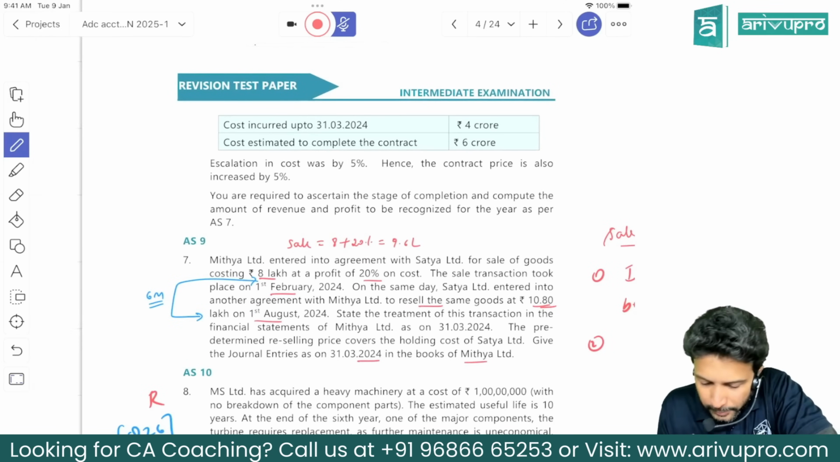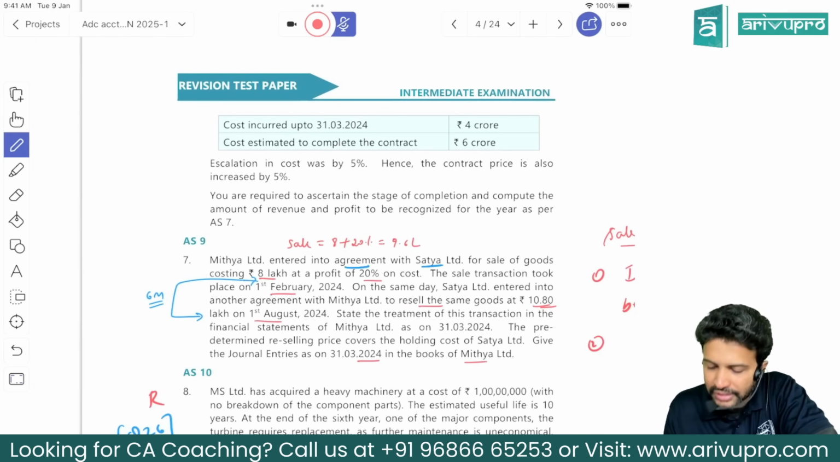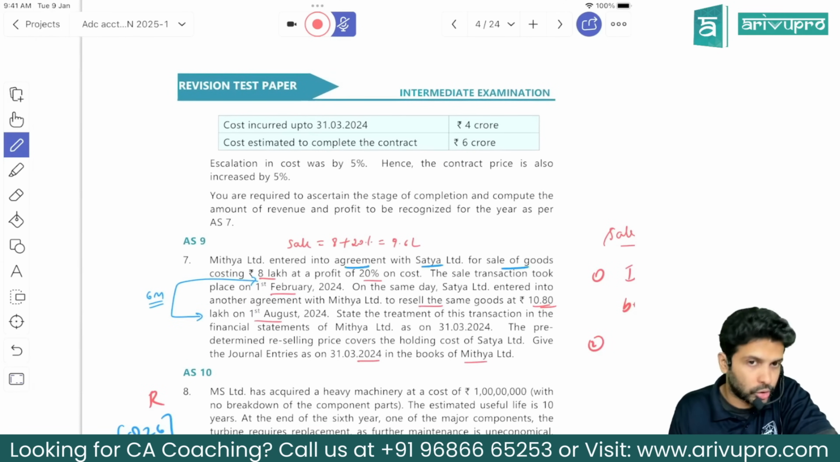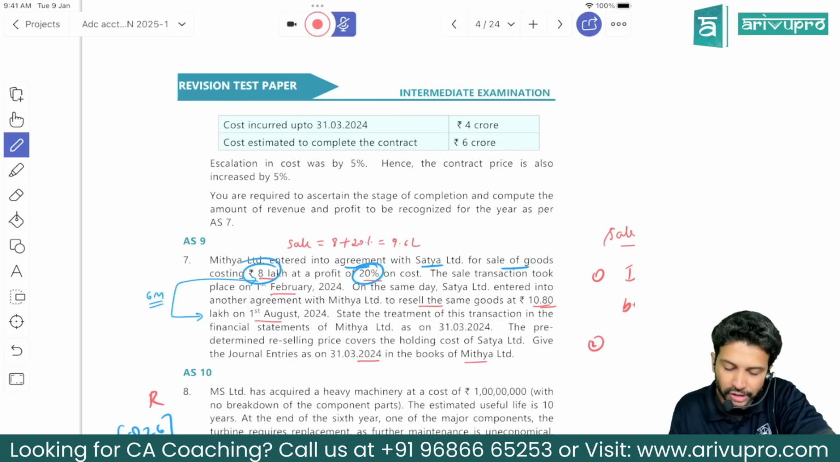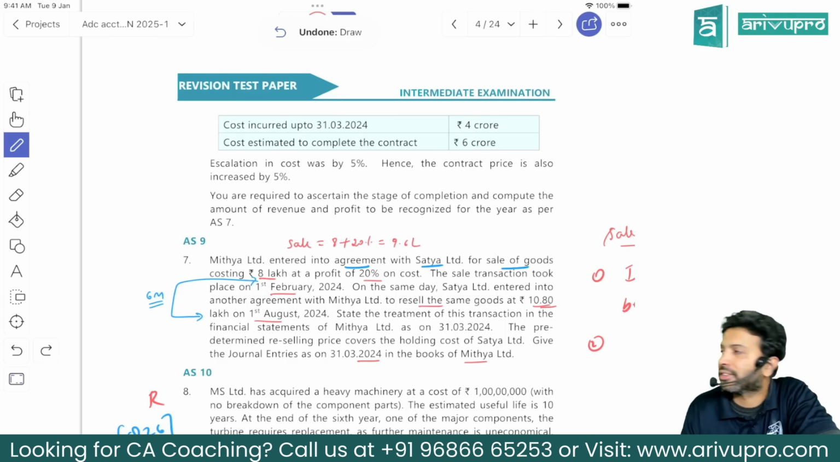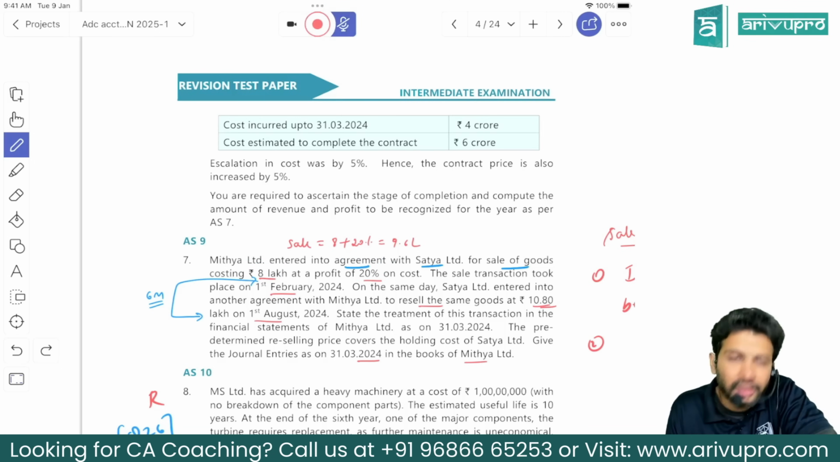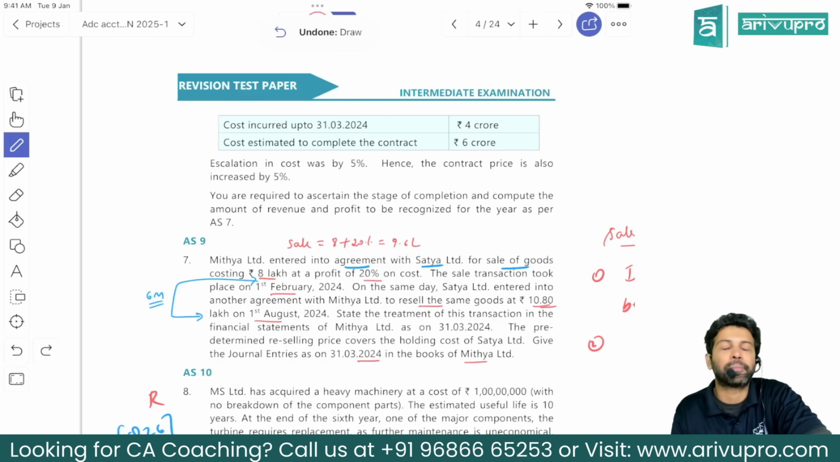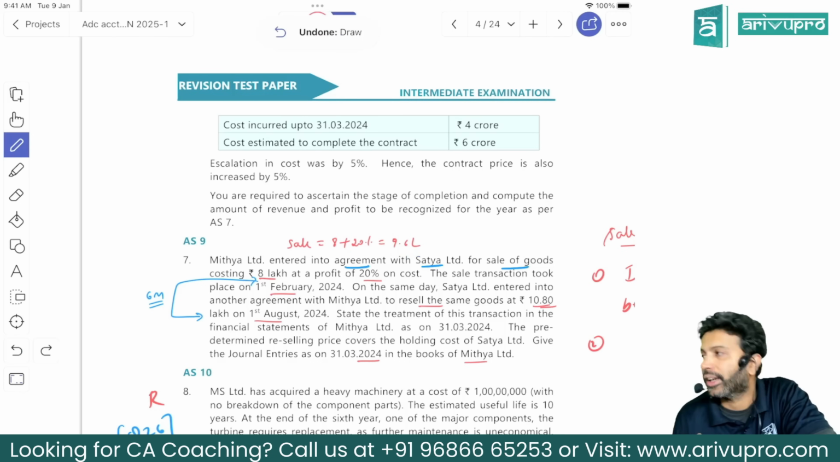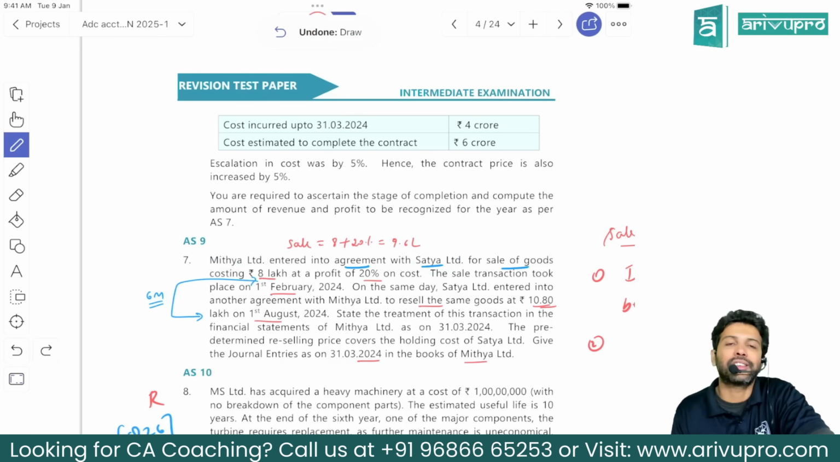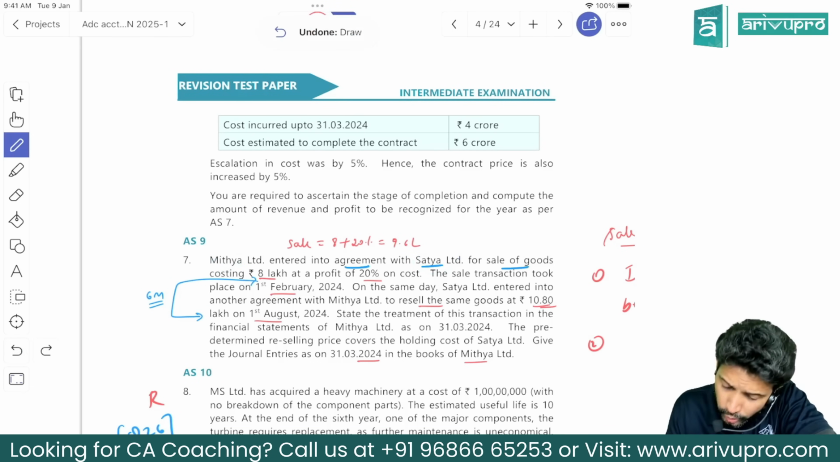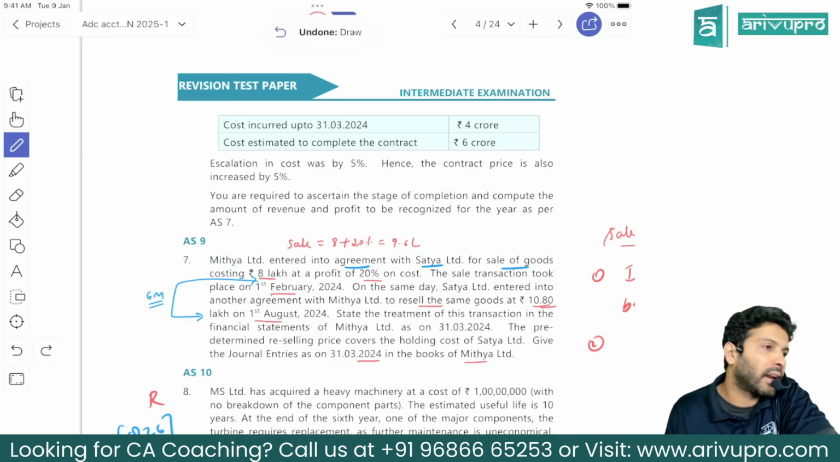Okay, check this. Mithya Limited enters into an agreement with Satya Limited for sale of goods costing 8 lakh at a profit of 20% on cost. Calculate the profit. How much is cost? 8 lakh. 20% of that is 1 lakh 60,000. So the selling price is 9 lakh 60,000. Any problem? So Mithya has made an arrangement with Satya that they will sell the goods for a sale value of 9 lakh 60,000.